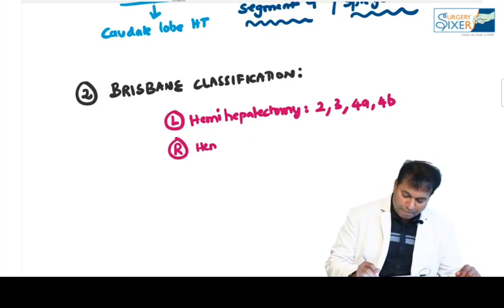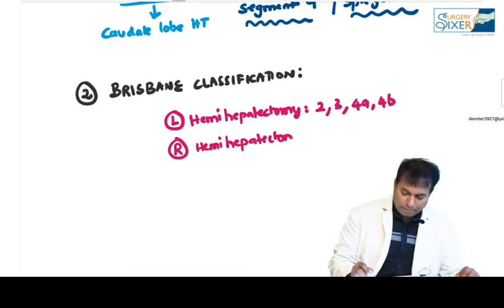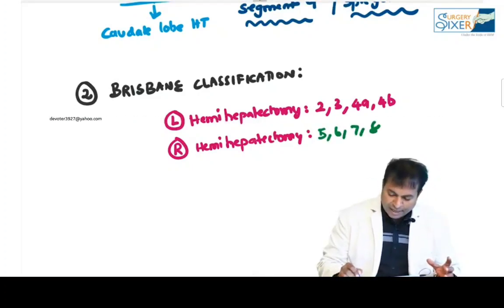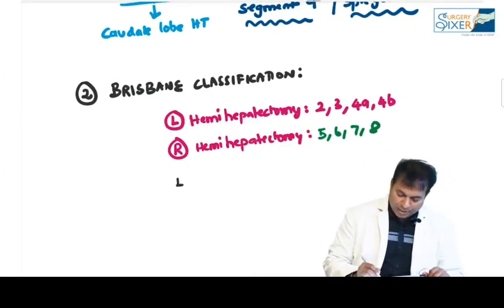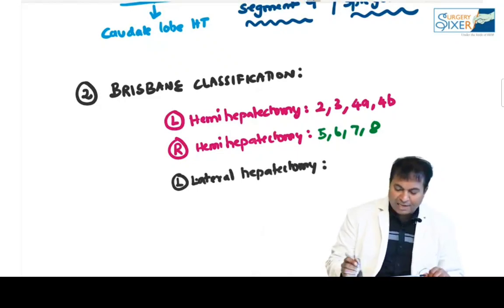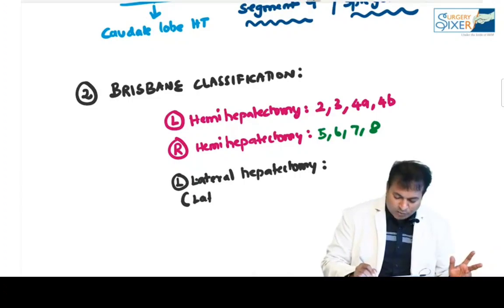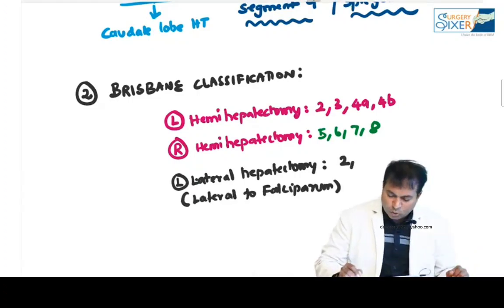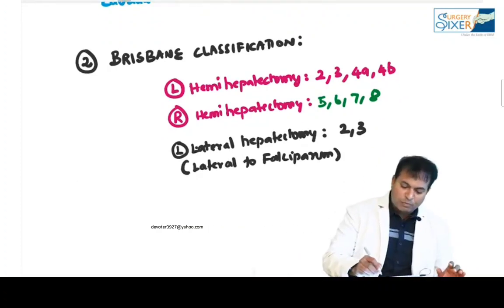Right hemi-hepatectomy. What are the segments removed? One of the big chapters, this liver chapter, I want you to focus more. So 5, 6, 7, 8 are removed in right hemi-hepatectomy. Now left lateral hepatectomy. What are the segments removed? Can you tell me? The question is asked in national board exams. When you resect the liver lateral to the falciform ligament, what are the segments removed? Segments 2 and 3. In left lateral hepatectomy, the segments removed are 2 and 3.